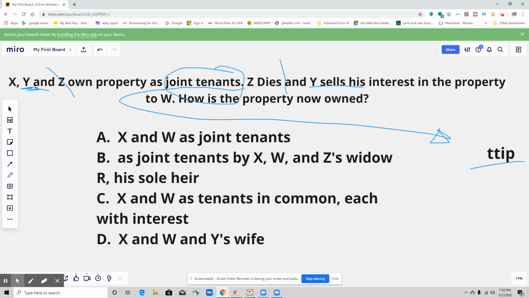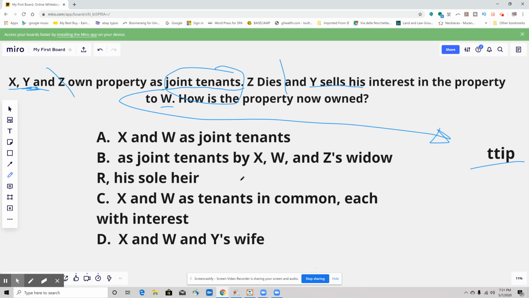The other thing they cannot do is devise their interest, because you have the right of survivorship, meaning that as soon as death occurs, testate law will not kick in. It will simply dissolve into the remaining owners, because you've opted to take joint tenancy. So Y sells his interest to W. Now X and W own the property, but the question is, how do they own it? Let's look at the answers. A: X and W own the property as joint tenants.